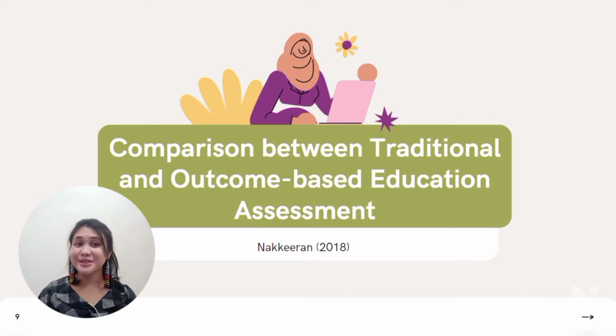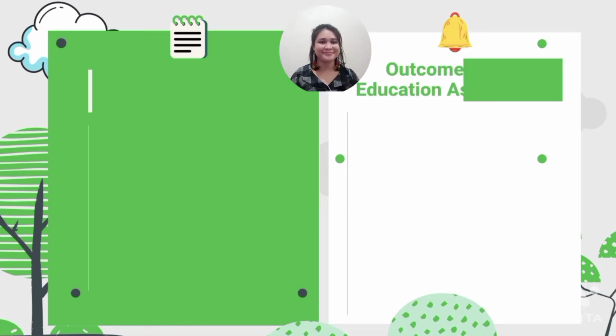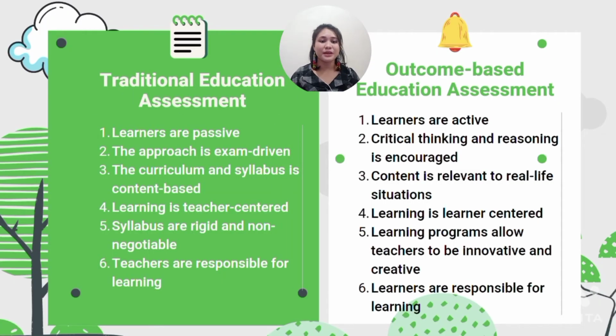And now, let's proceed to comparing traditional education assessment and outcome-based education assessment. In traditional education assessment, the learners are passive, while in outcome-based education assessment, the learners are active. In traditional education assessment, the approach is exam-driven and the curriculum and syllabus are content-based, while in outcome-based assessment, critical thinking and reasoning are encouraged and content is relevant to real-life situations.